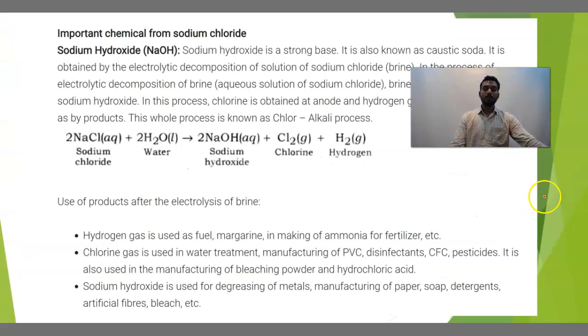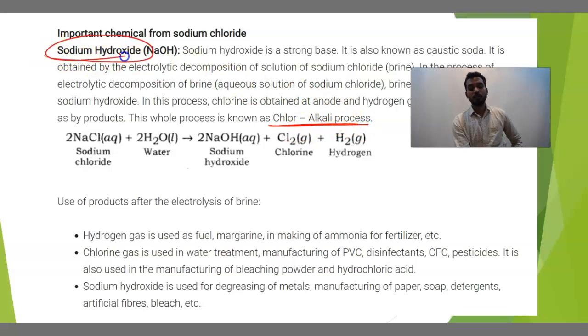Now, important chemicals from sodium chloride, here we have discussed some preparation and uses. So please study this and remember. This process is known as preparation of sodium hydroxide, that is also known as the chlor-alkali process. This is the preparation of sodium hydroxide, also known as the chlor-alkali process, and the uses of this.